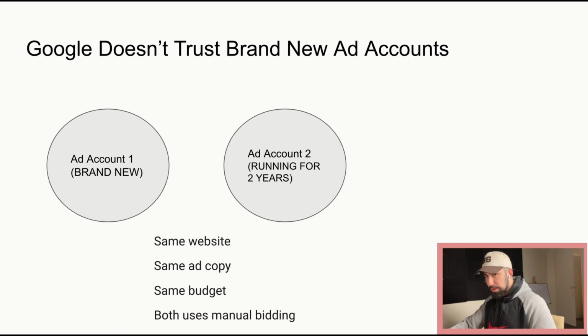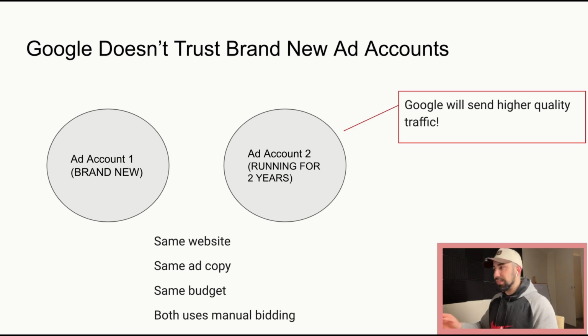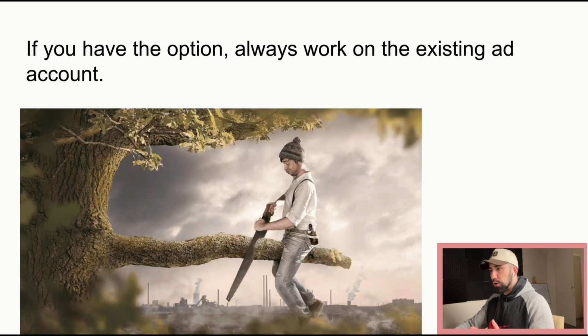You're going to have the same budget, let's say $20,000 per month, and both of them are using manual bidding, right? So you cannot make the argument, oh, you're using maximize conversions, this ad account has more data. You cannot use that. You're using manual bidding, but Google will still prioritize and send the higher quality traffic to the older ad account. And that's the reason why Google doesn't trust you.